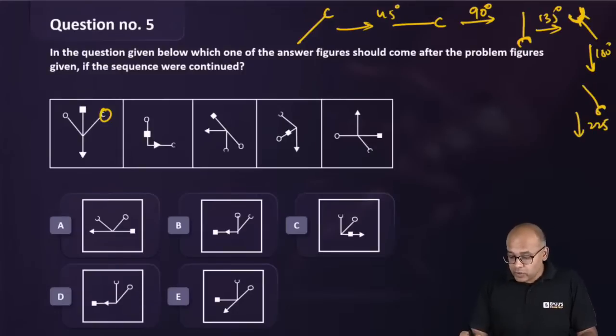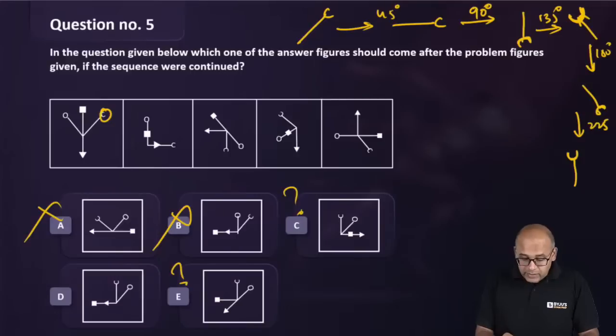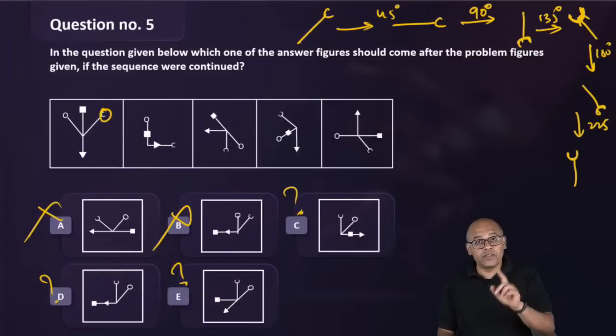225 means it should be like this, with C upwards. This is what it should be, correct? So which figure has C upwards? This is not correct, this is not correct, maybe correct, maybe correct, maybe correct. So three possible options for C.